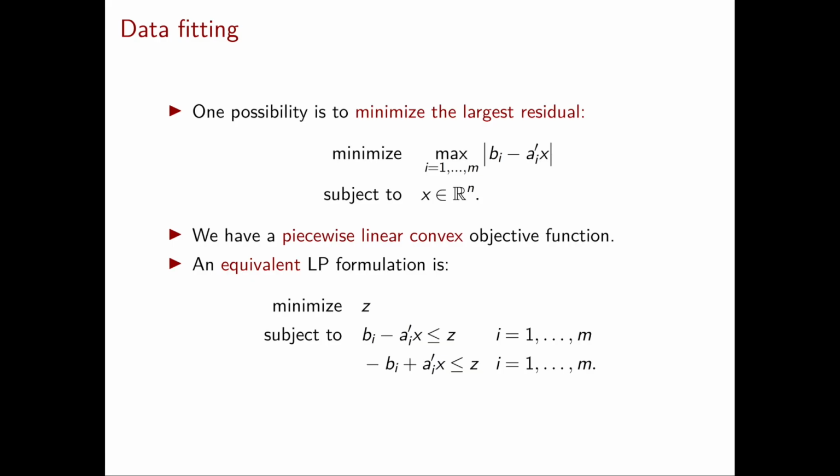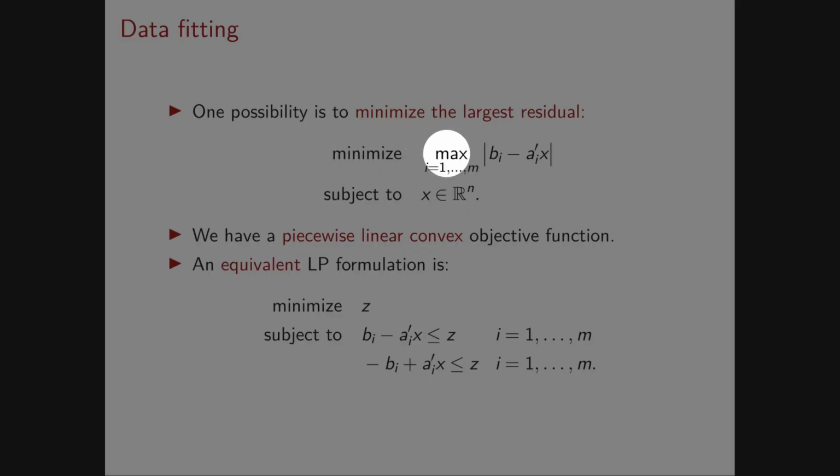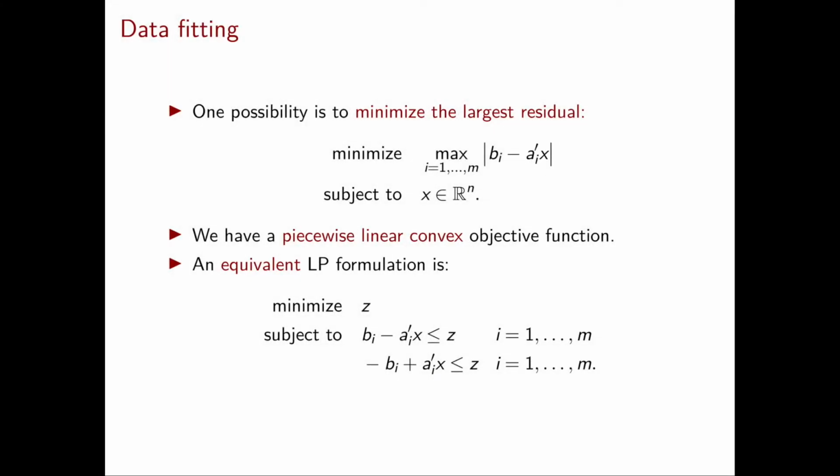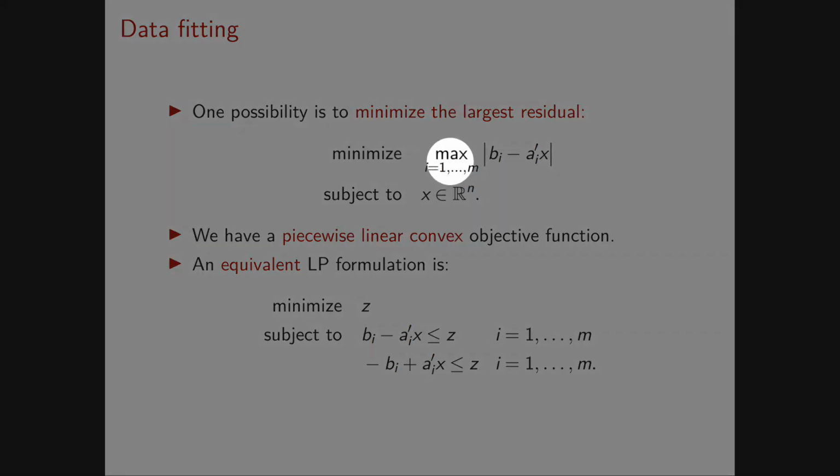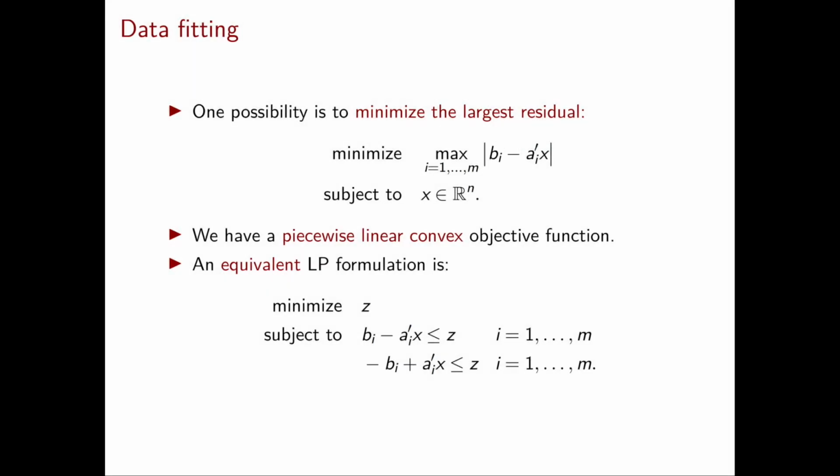And this is exactly a problem of the form that we have just seen. We are minimizing a piecewise linear convex objective function. In fact, this is the maximum of the 2m functions, which are bi minus ai transpose x and ai transpose x minus bi, because each absolute value is the maximum of these two functions.